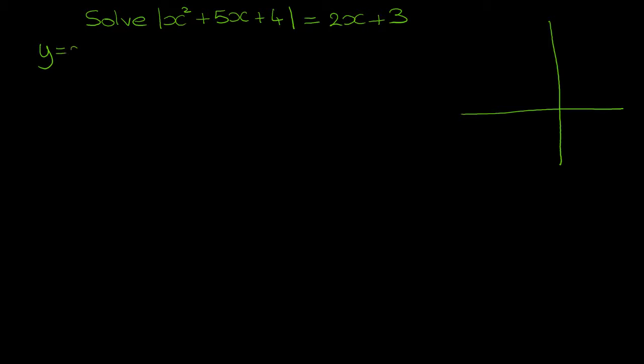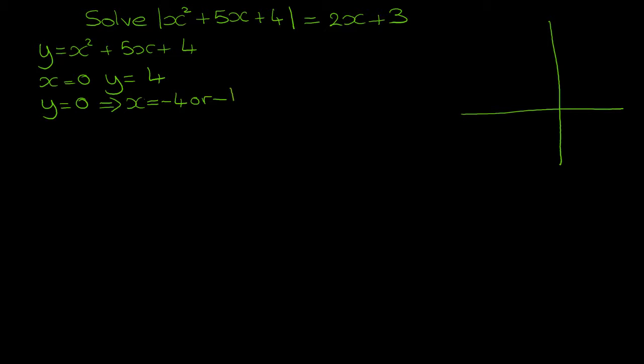Now let's have a go at doing one where we've got a function on the other side. So we're going to solve the modulus of x squared plus 5x plus 4 equals 2x plus 3. Again, we're going to need to sketch it. So we've got y equals x squared plus 5x plus 4. When x equals 0, y equals 4. When y equals 0, a bit of factorising will show you that x equals either minus 4 or minus 1. So I'll draw that on.